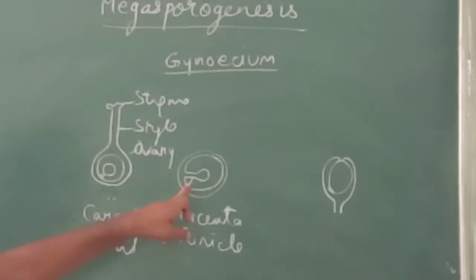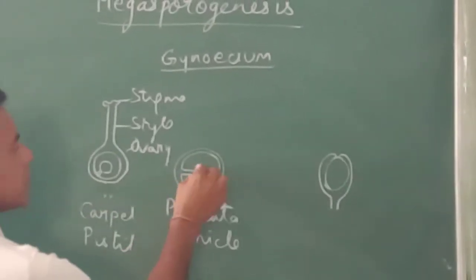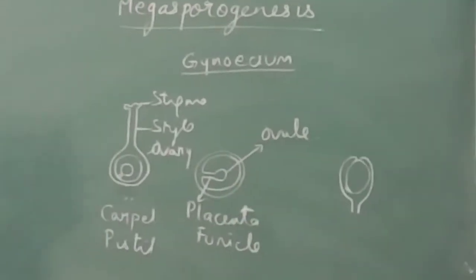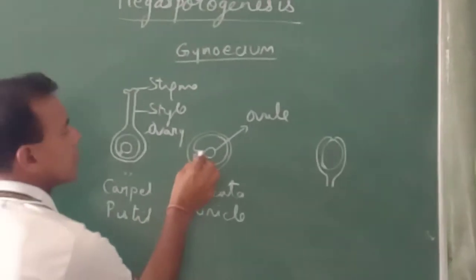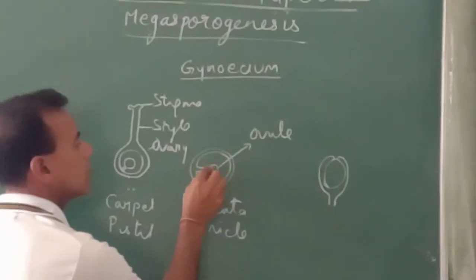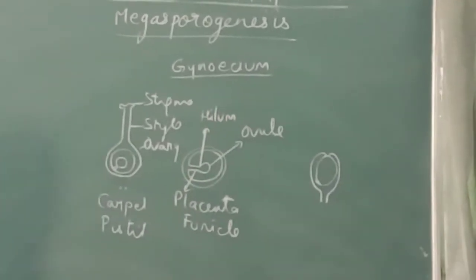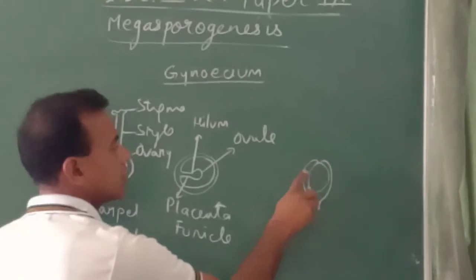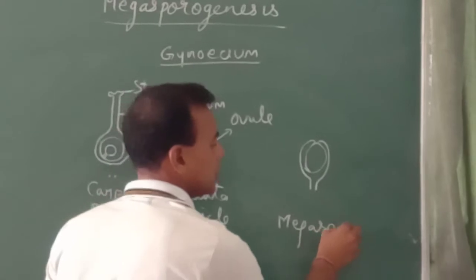The point of attachment of this placenta with this ovule, now this structure is the ovule, which gets converted into seed, and the point of attachment of this placenta with the ovule is known as hilum. The ovule along with its integuments is known as megasporangium.